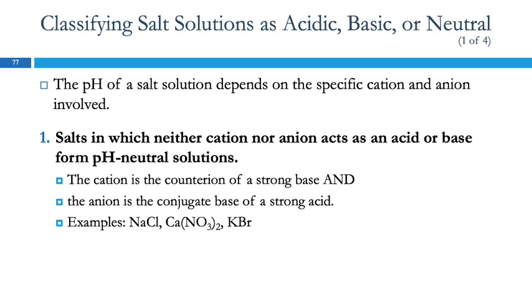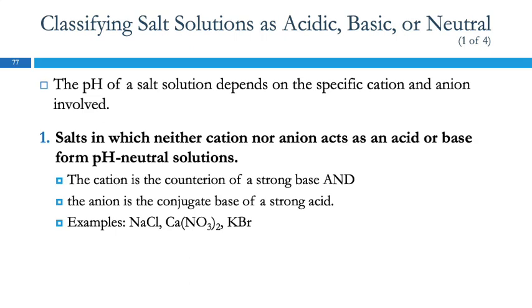We also need to be able to look at a salt, which is a cation and an anion, and identify whether the solution will be acidic, basic, or neutral. We have to look at each of the ions separately and identify what they're doing. If we have a salt where neither the cation nor the anion acts as an acid or a base, then that solution will be pH neutral.